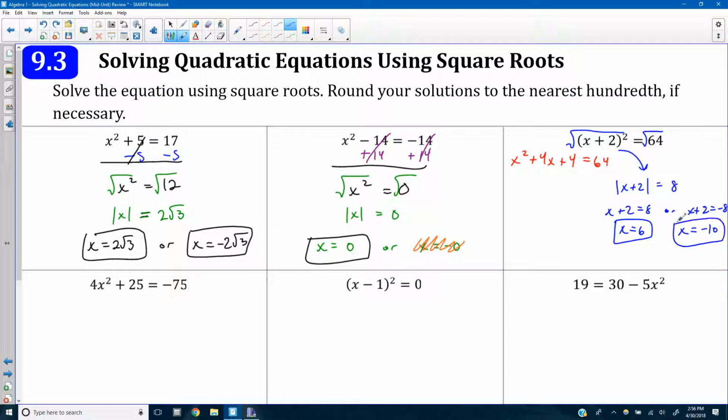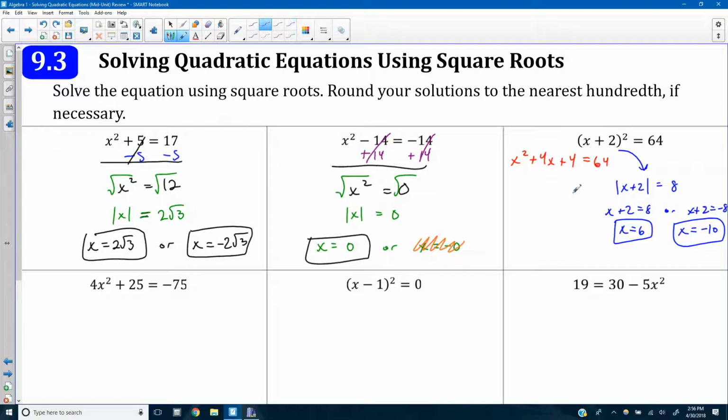You can always double check these by plugging them in. I'm going to go ahead and double check it using this here: 6 plus 2 is 8, 8 squared is 64. Negative 10 plus 2 is negative 8, and negative 8 squared is 64. That's why this one is important to keep there as well.